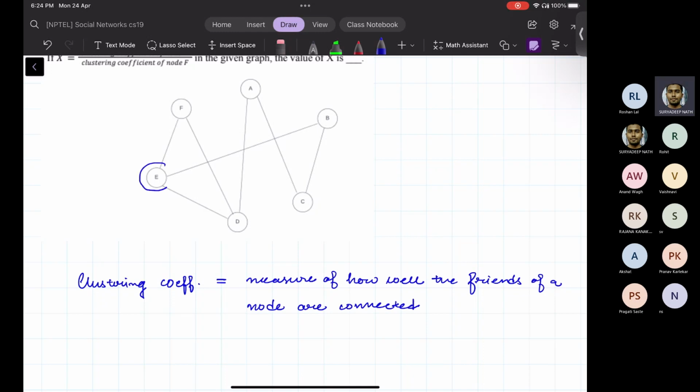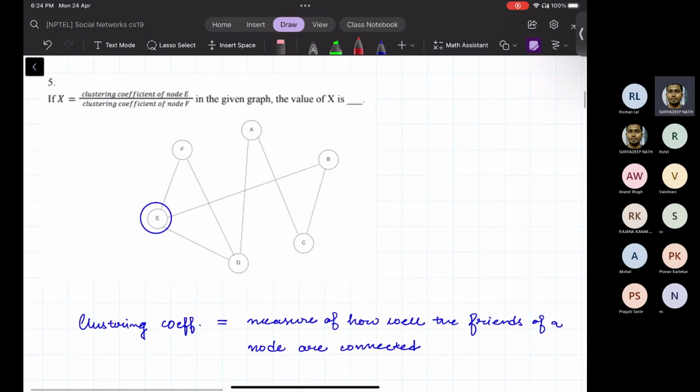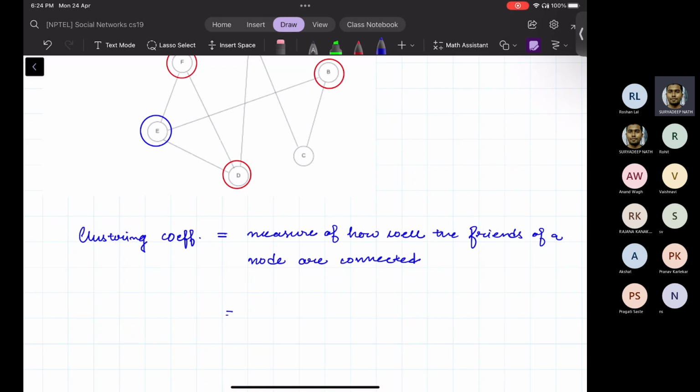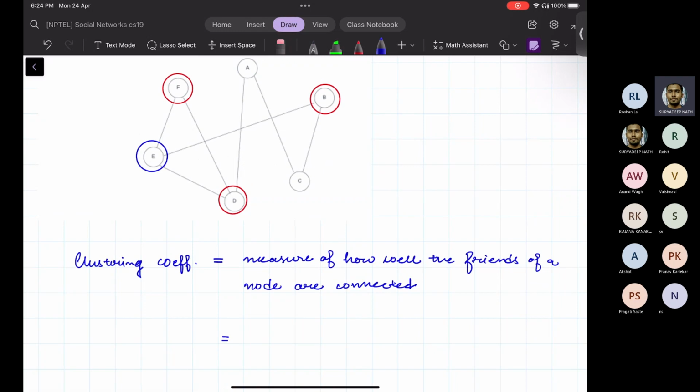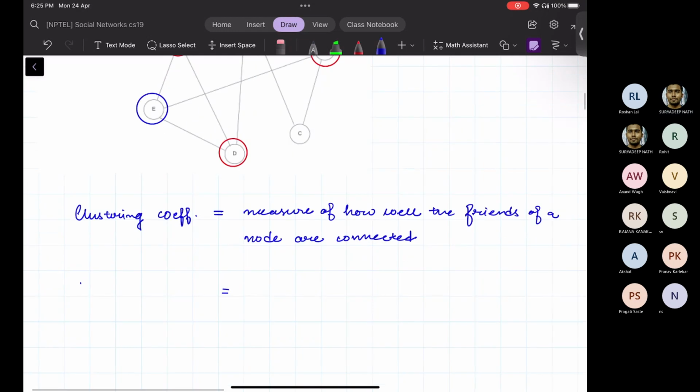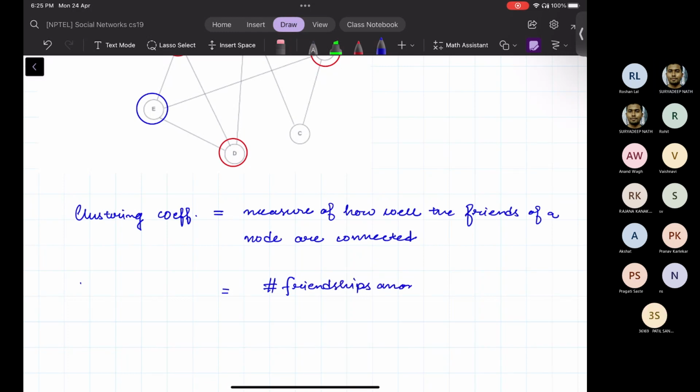So if we take node E, and we look at the friends of E. So friends of E are F, B, and D. So we'll have to look at how well these F, B, and D are connected. So what is this mathematically? It is the ratio of the total number of friendships within the friends of E to the total possible friendships. So the definition is the number of friendships among friends divided by total possible friendships.